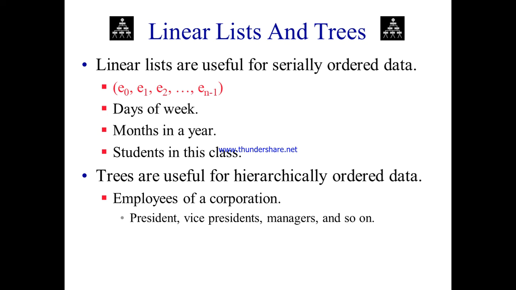Okay, so the best example is given here: employees of the corporation. You can also take this example, right? We are starting from the president. The president will be only one, so that is the root. After the president, the next level is vice presidents, then managers, and so on. A hierarchy will be defined. So when you have hierarchically ordered data, you must represent them in terms of a tree.